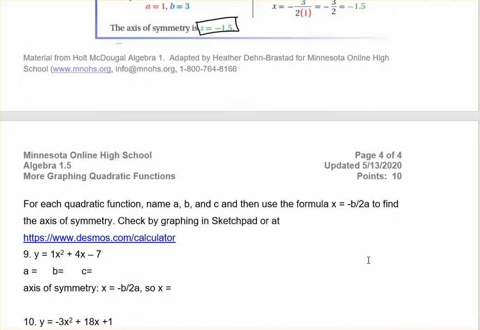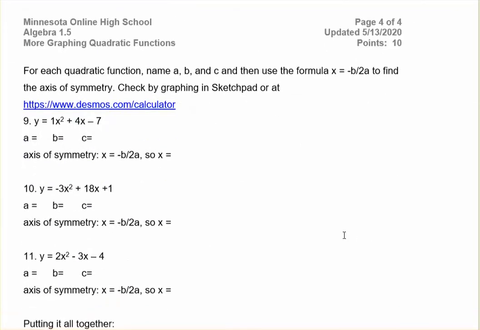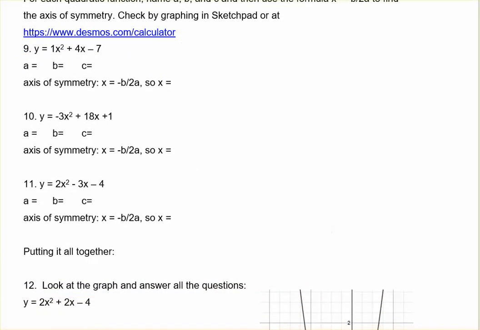What if we have a negative? Let's look at number 10, because sometimes the negative is confusing for people. So the equation for the axis of symmetry is x equals negative b over 2a, or the negative can be in front. These are the same equation, it doesn't matter which way you write them.